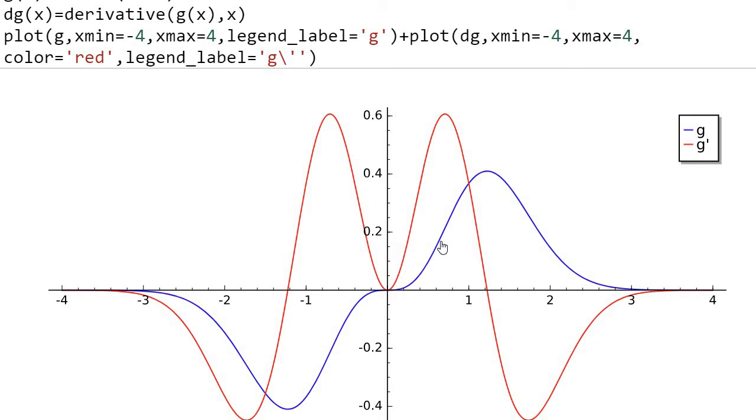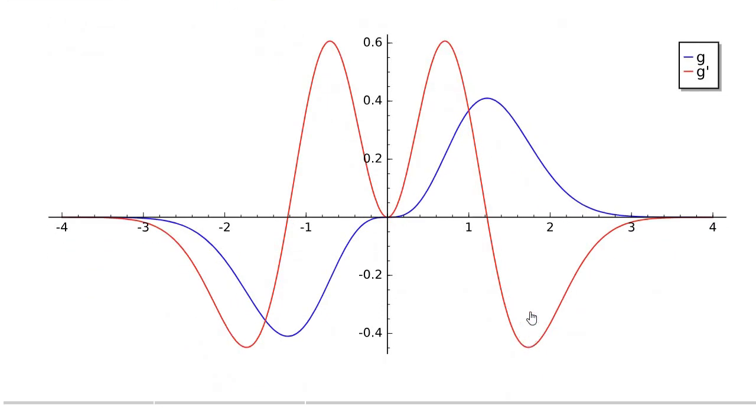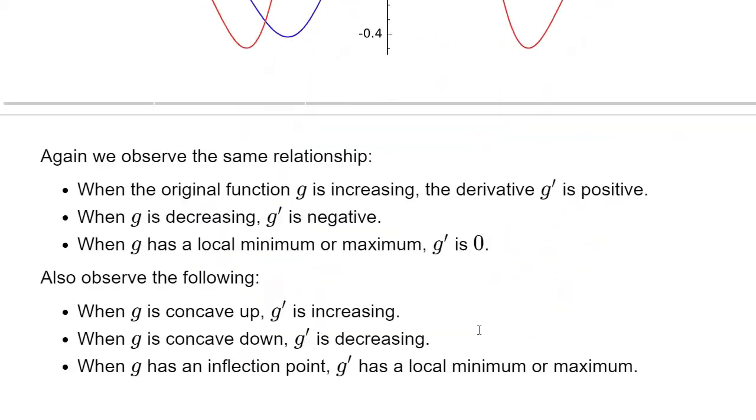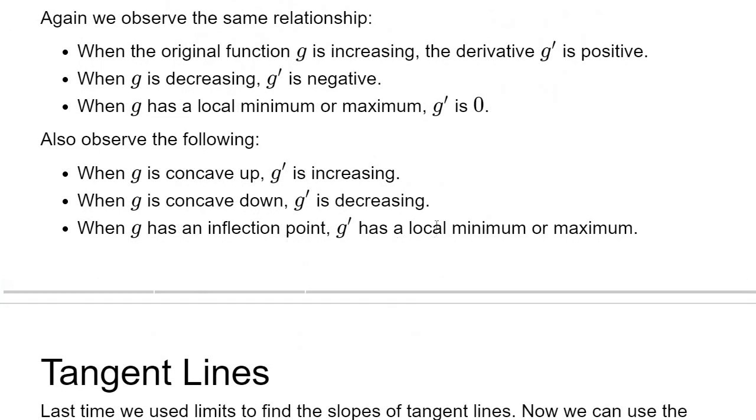The inflection point on the blue curve, g, corresponds to this local extreme value for g prime. This local max gives us an inflection point. Same thing, this local min down here corresponds to this inflection point there. It changes from concave down to concave up. So when there's an inflection point, g prime has a local max or min. We're going to do a lot more of this type of stuff later on in the semester. This is just a preview of coming attractions.